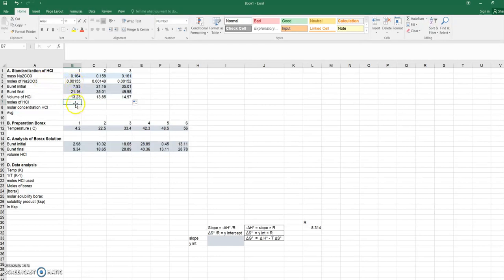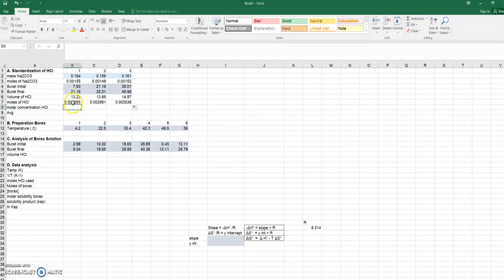To determine moles of HCl, there's a 1 to 2 ratio, so it is 2 times the moles of sodium carbonate. So again, I'm going to hit equals. I'm going to hit this cell because that's the moles of carbonate that corresponds to that, and then times 2. Hit enter, and then again you can just drag it across here.